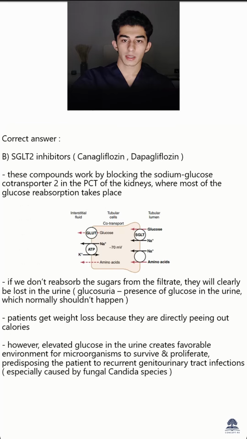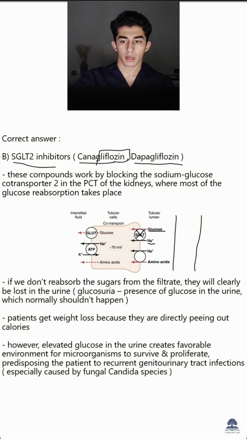But specifically in this case, our correct answer choice is B, SGLT2 inhibitors. So drugs such as canagliflozin, dapagliflozin, basically the gliflozin ending compounds. So how do they work? These molecules work by inhibiting this SGLT2 cotransporter, which reabsorbs glucose as well as the sodium from the tubular lumen.